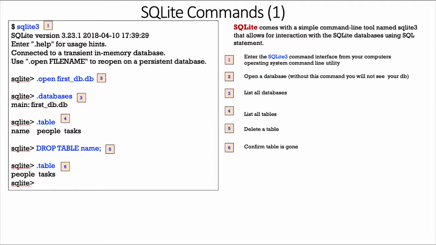We can drop a table or delete a table: drop table, and then the name of the table, which is name in this case, to be extra confusing. And then we could verify with .tables, and we see people and tasks.